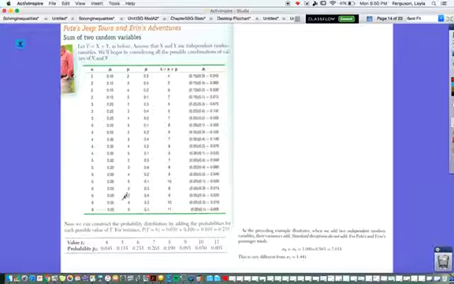So if we were looking for the probability that T is equal to 6, then we would use anything that would add up to give us 6 people total.